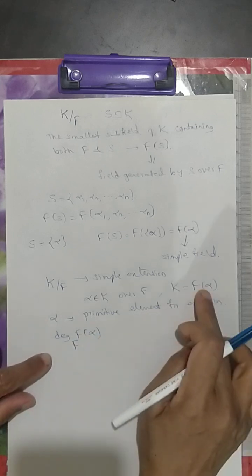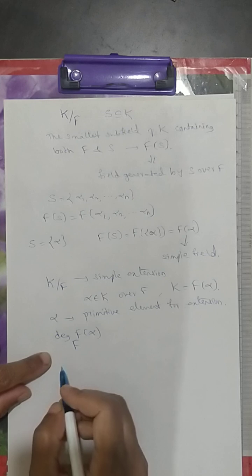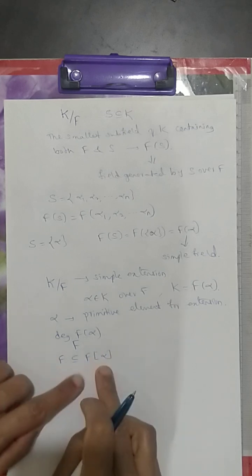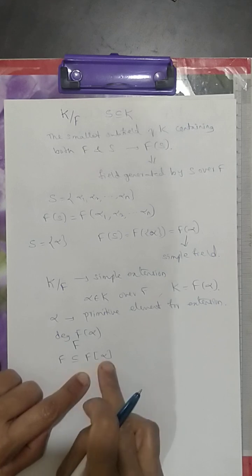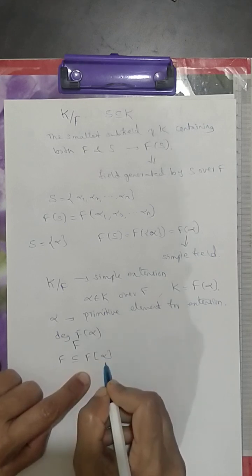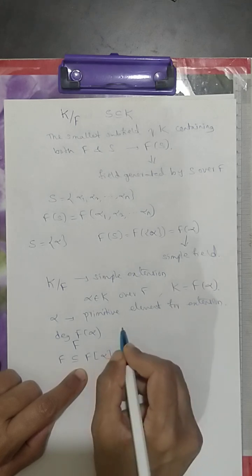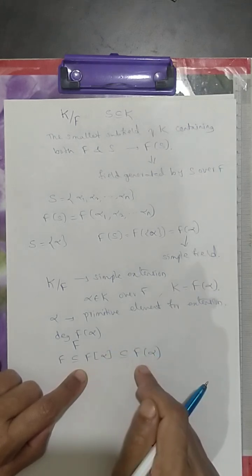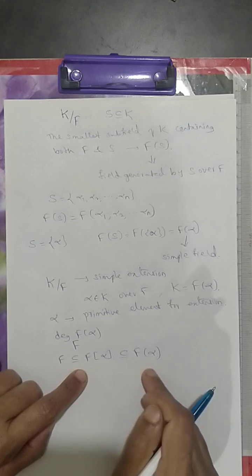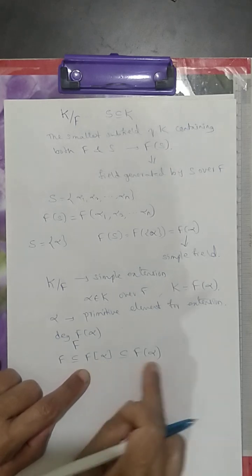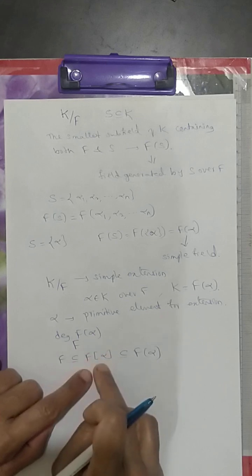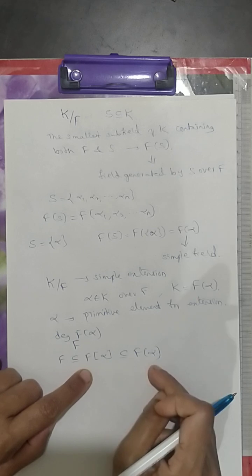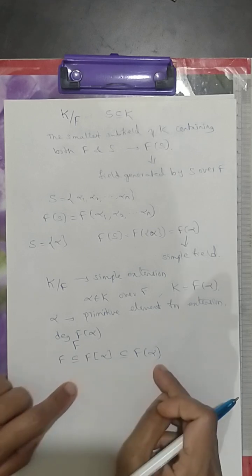F(alpha) is the extension of the field F, right? So what we have here, F is contained in F[alpha]. What is this? It's a ring, the ring generated by the element alpha and the field F. So this is contained in the field F(alpha), where this represents the field generated by alpha and F. Note down the difference between these symbols here. F in the square bracket alpha is the ring generated by alpha and F, and F in the parenthesis alpha is the field generated by alpha and F.